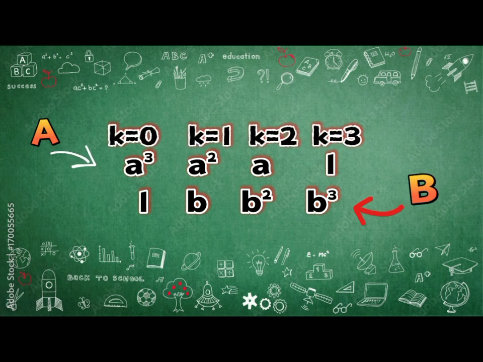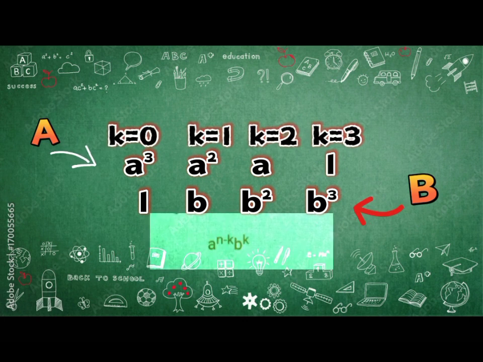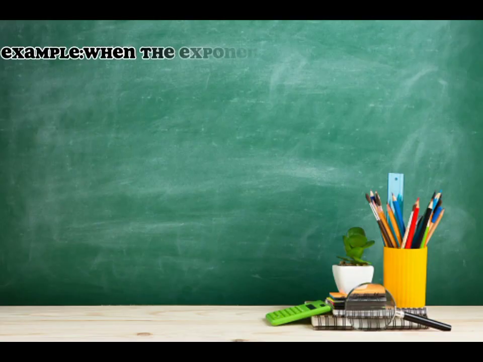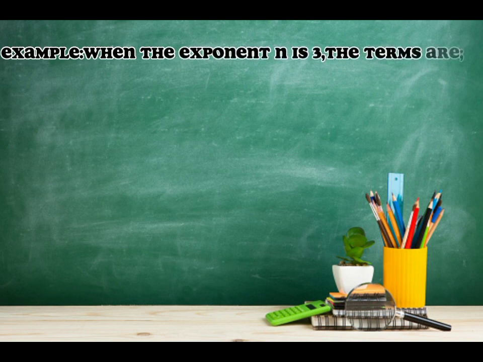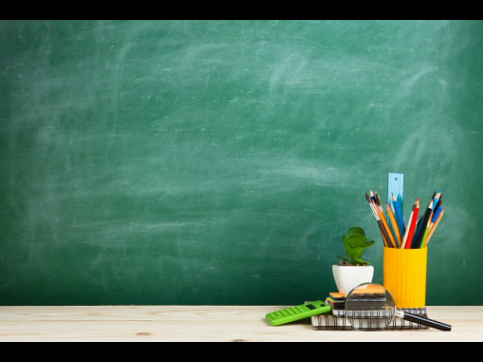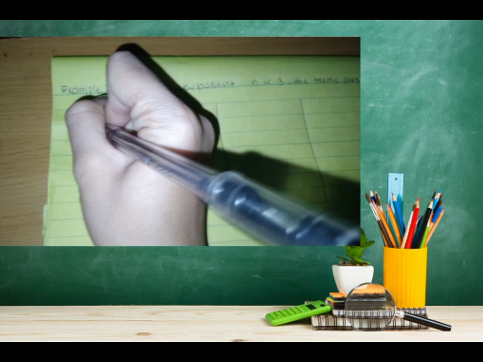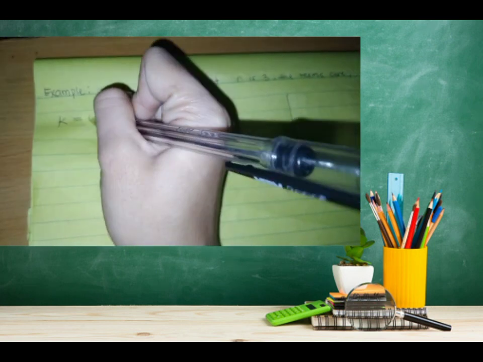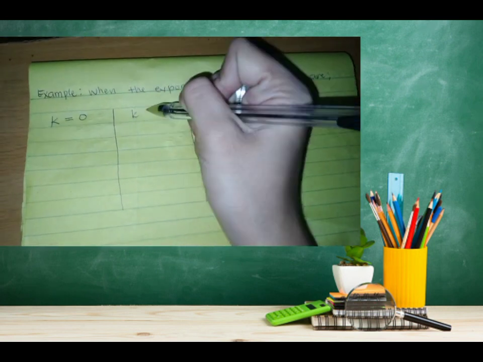And now, these can be brought together into this: a to the power of n minus k and b to the power of k. Here is an example, when the exponent n is 3. Because the exponent n is 3, the terms start from 0 and go upwards, and now we will use the exponent b. So the first step, input k equals 0 to k equals 3.